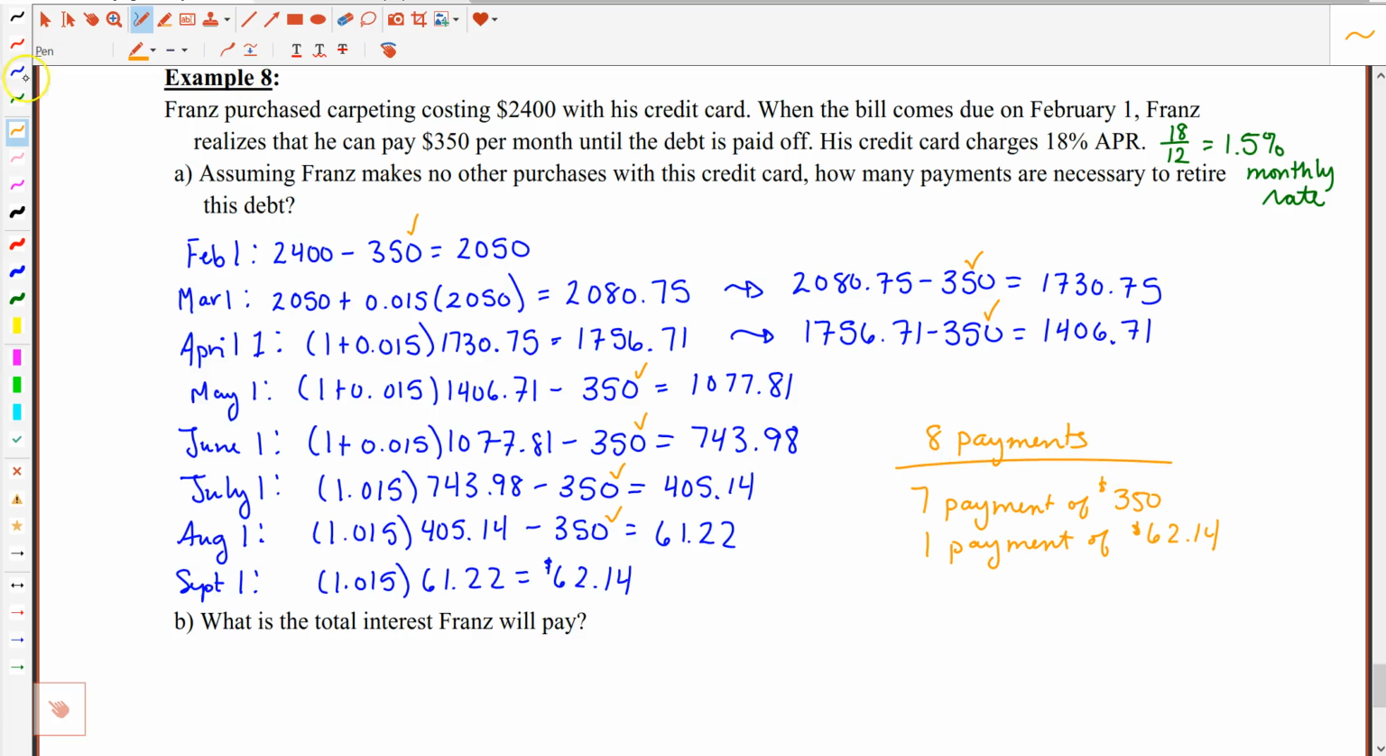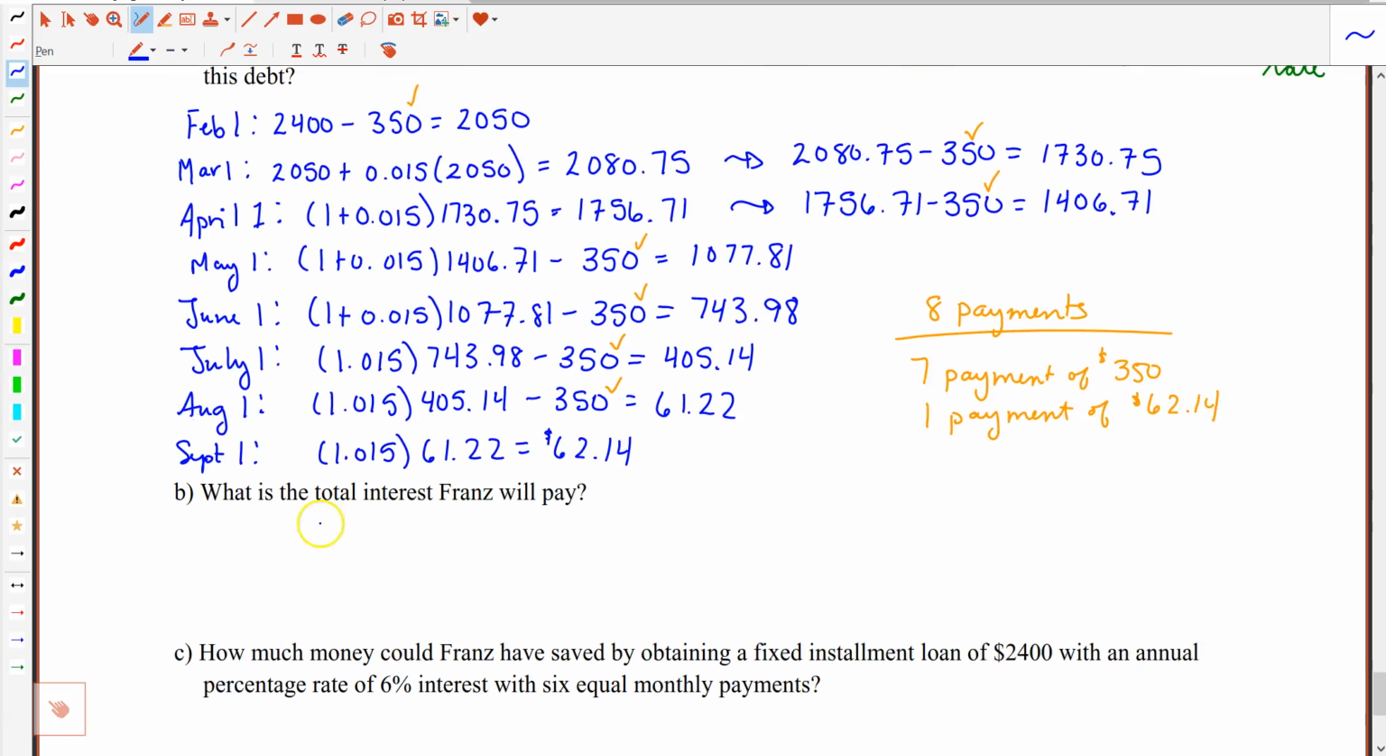Now for the next part, what's going to be the total interest that Franz will have to pay? Well, if he makes 7 payments of $350, and then 1 payment of $62.14, he will have ultimately made payments totaling $2,512.14 to pay off this loan when the initial loan was for $2,400. The difference between what he paid out and the initial loan is the interest. So he paid $112.14 in interest.